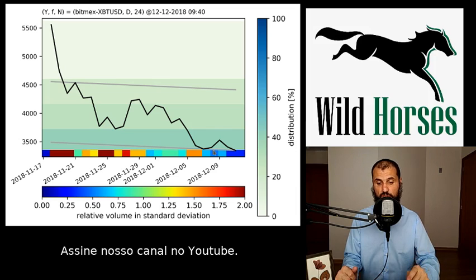To have a reversal, we need 2 things. First, more volume, and that's our view, and we need that the next top be above the top of this region, because we are, as we can see here, in a sequence of tops and bottoms that are in descending order.